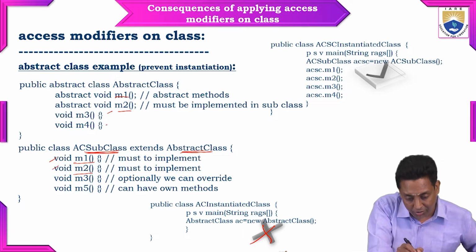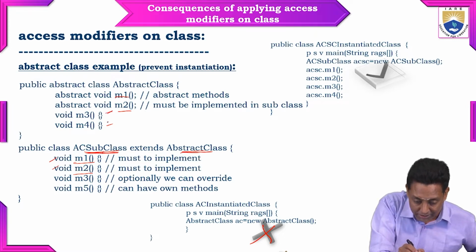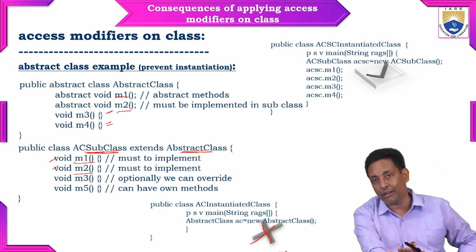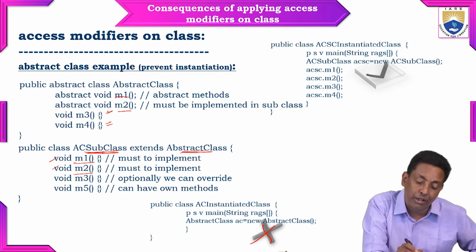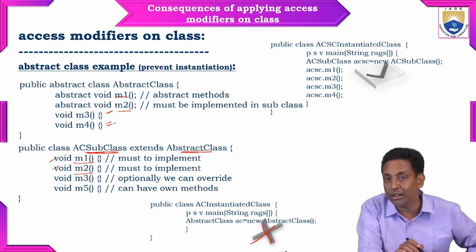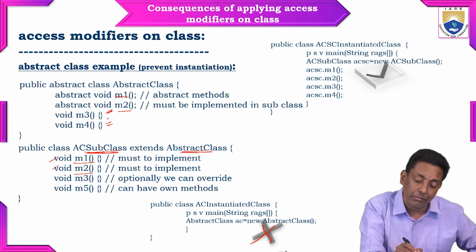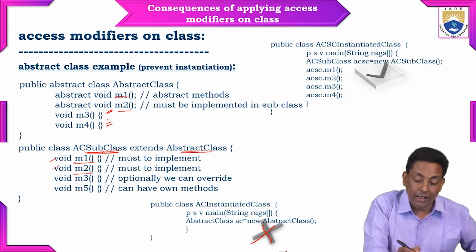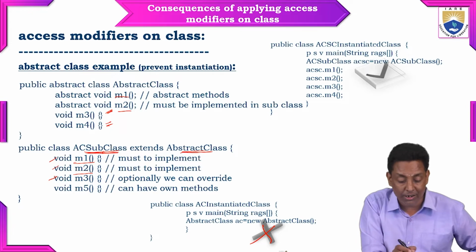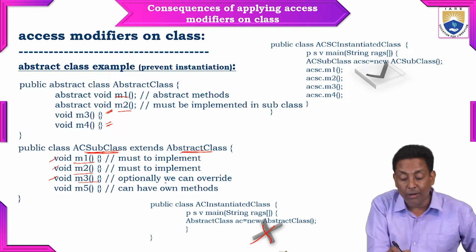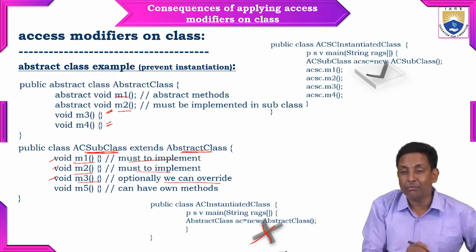M3 and M4 are already implemented methods. If the subclass wants to keep these methods as they are, don't rewrite anything. Suppose the subclass is not interested in keeping the M3 and M4 implementations as they are, and wants to rewrite them for its purpose, then M3 and M4 can be overridden. M3 we can optionally override. M1 and M2 must be implemented.